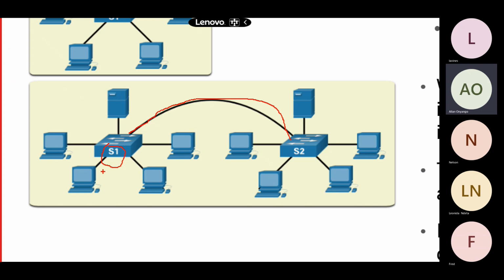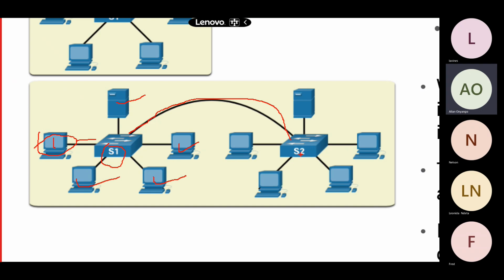A switch is a broadcasting device, and whenever a switch receives a message from any of the PCs, the switch will always broadcast to all the links except where it has come from. So if the message is coming from this PC here, let's say this is PC1, the message will come to the switch. The switch is going to send it to all the ports except where it is coming from, which means it will go to the server, it will go to this PC, this PC here, this PC, and it will also go to switch S2.